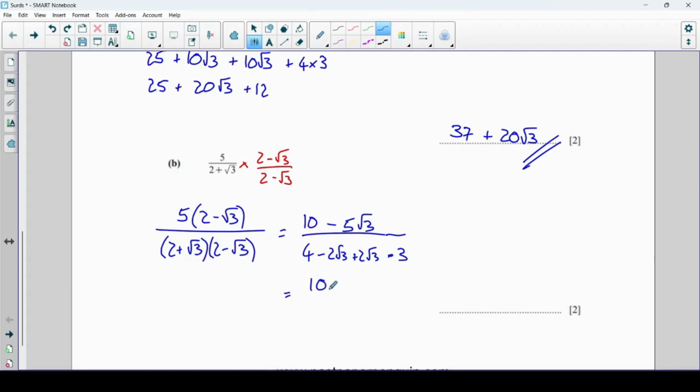Okay, so the top, still 10 minus 5 root 3. The bottom, once again, those two middle terms cancel out. If they didn't, we've done something wrong. And we're left with 4 subtract 3, which is just 1. And let's not leave it like that with the 1 on the bottom. We're just going to write 10 minus 5 root 3.